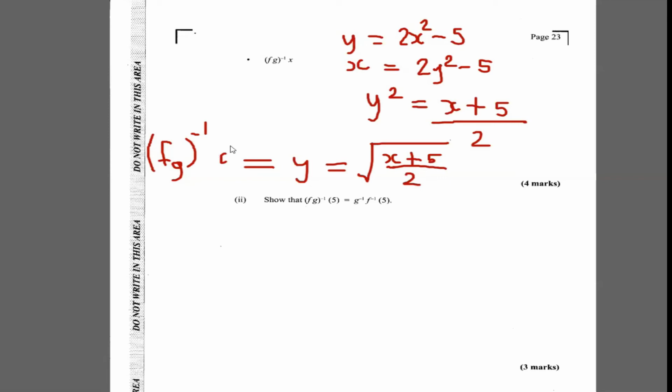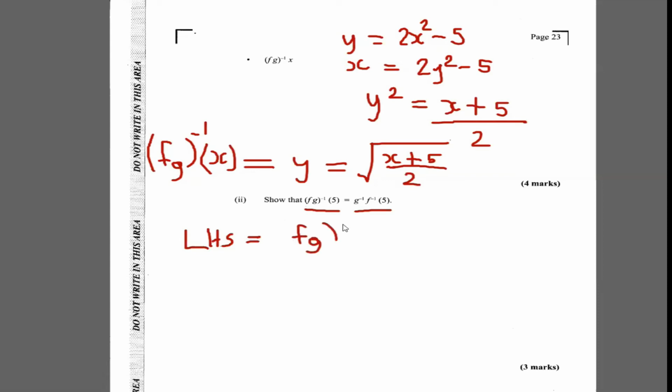Nice and easy. Now show that fg inverse of 5 is g inverse f inverse of 5. Now this is a very easy statement to prove. All I want us to do is to show that the left-hand side is the same as the right-hand side. So I like to start by saying this. My left-hand side that they give me is fg inverse of 5.